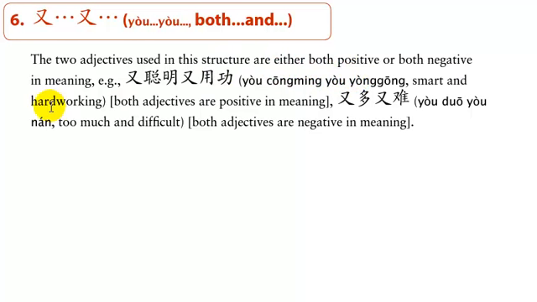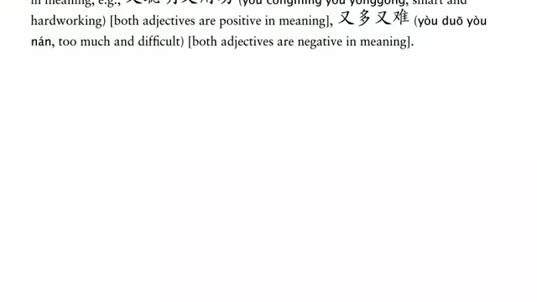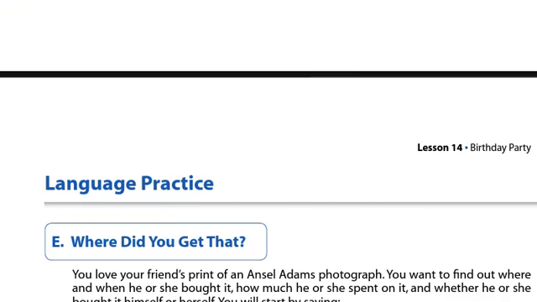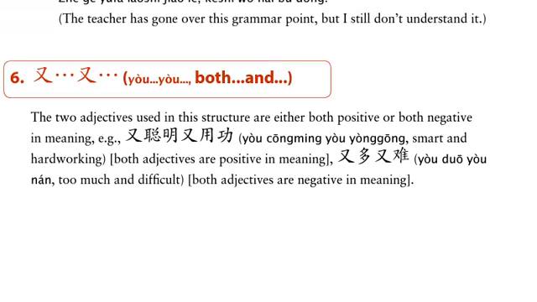Like in the text we saw 又聪明，又用功. Wang Peng is clever and diligent. Both adjectives are positive in meaning. 又多又难. Too much and difficult. Both adjectives are negative in meaning. You can't have one adjective that's negative and one that's positive. Let's take a look at some examples. Oh, no examples. That's all we have here, and that concludes this grammar lesson.